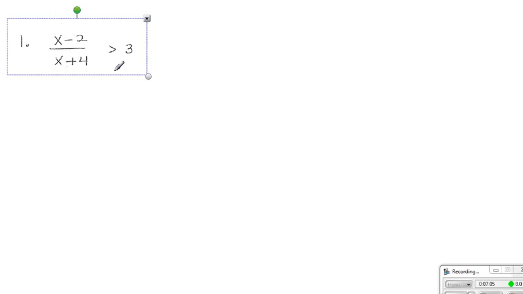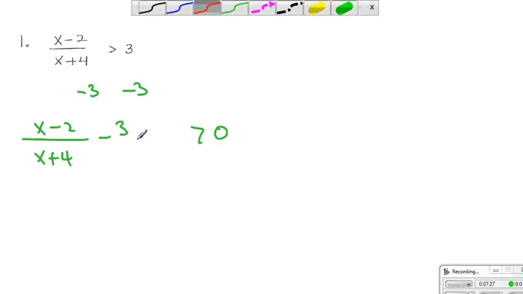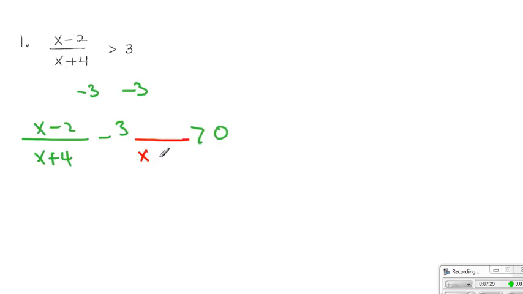Here, how are we going to do this? In fact, if we move this one to the left side, meaning subtracting 3 from both sides, we end up getting x minus 2 over x plus 4 minus 3 has to be greater than 0. Now, to make that into the same denominator, I'm going to multiply top and bottom by x plus 4, times x plus 4.